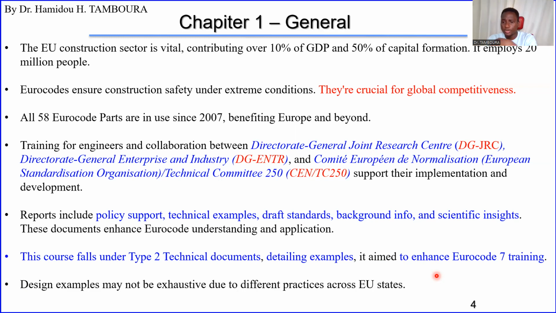But anyway, the main objective is to show you the specification that each country is using, because it's Eurocode 7, but each country also has just small detail difference for each country.